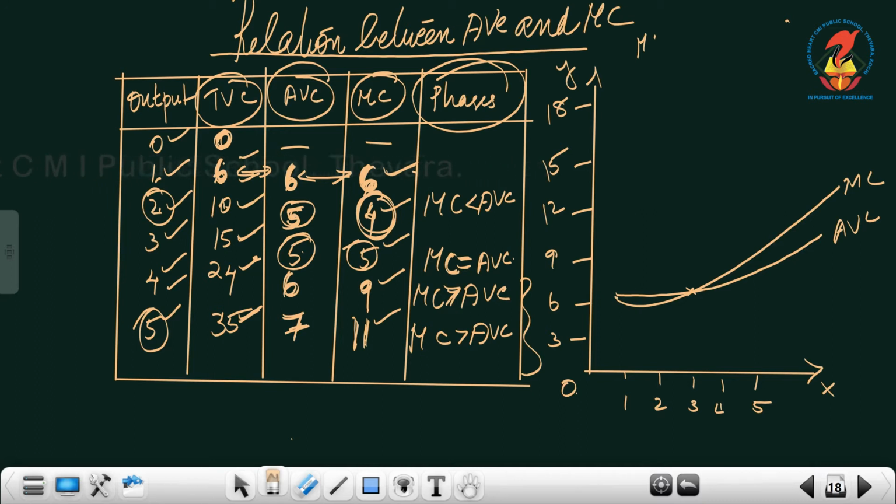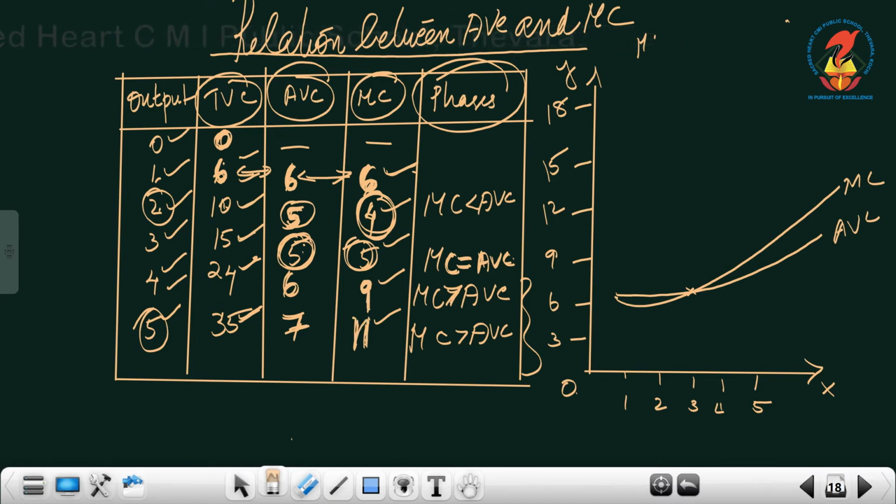Here you can find AVC remains constant. There is no change at all, isn't it? At the third level of output, you can find MC is equal to AVC, isn't it? So, at that time we can find both are constant. Now, next is so long as MC is greater than AVC, AVC will rise. Here MC is 9 and at the next level MC is 11.